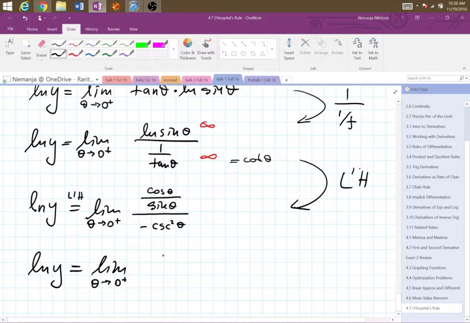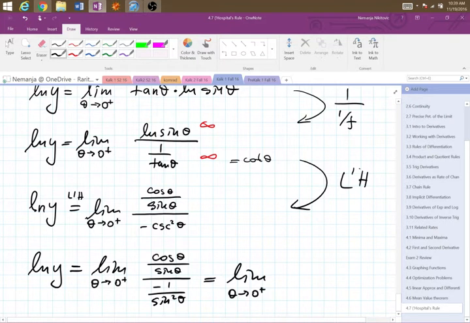I'm going to leave cosine theta over sine theta, because I'm going to write this one as negative 1 over sine squared theta. And I am going to try and simplify this. So I will have negative cosine theta sine squared theta divided by sine theta. So remember, two that are far apart multiply and two that are close by multiply.